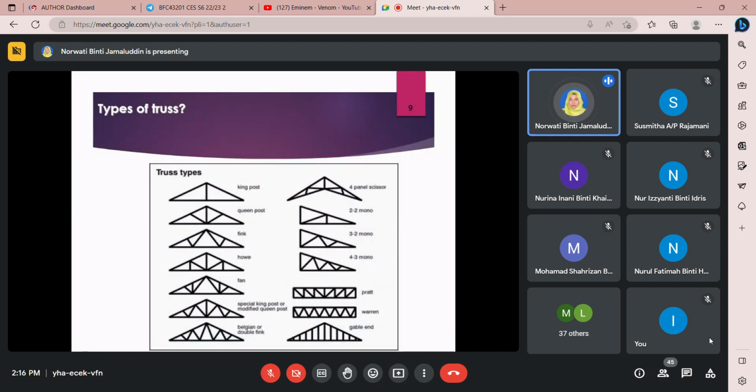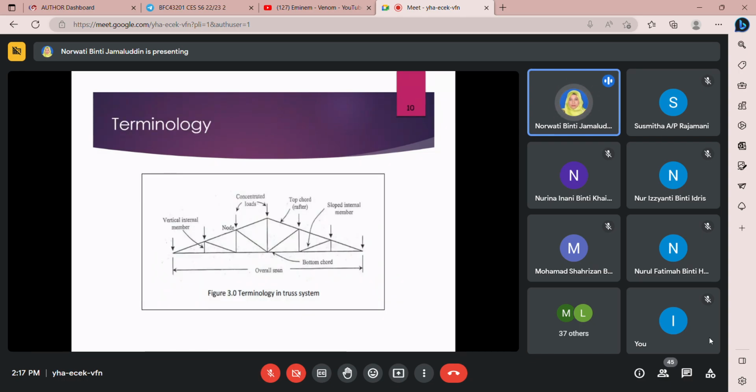Okay, this is a type of truss. There's no further detail on this that I would like to explain. I want to introduce to you a few terms used in truss systems.